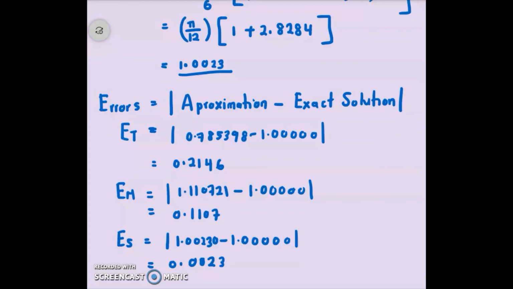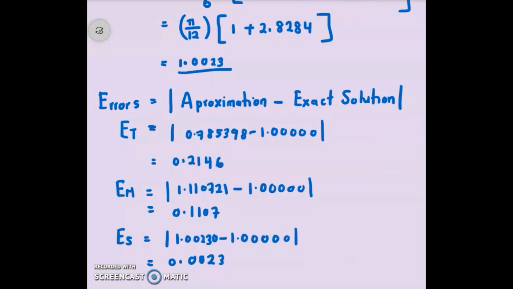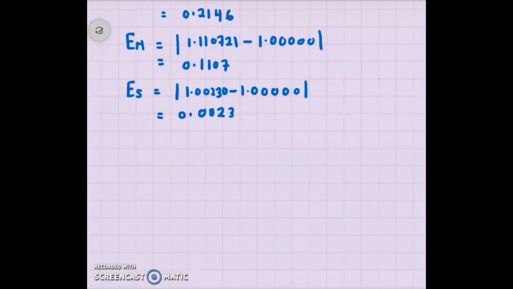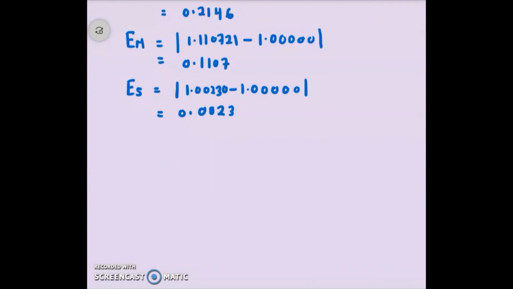Okay, so even though Simpson's rule is good, the midpoint and trapezoidal rules can be modified such that they can give results close to the exact solution. That's when the composite rule comes in. Okay, so we want to look at the composite rule.